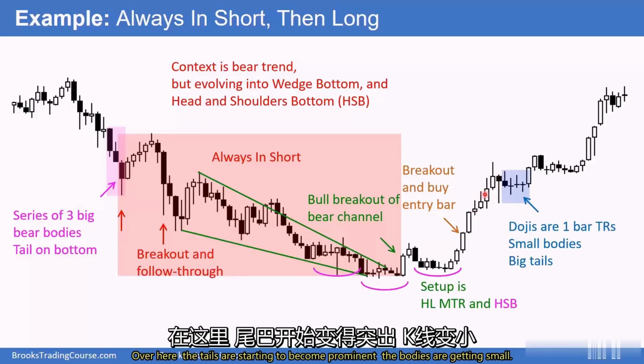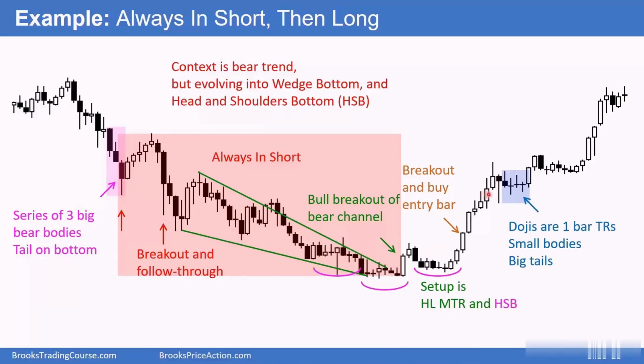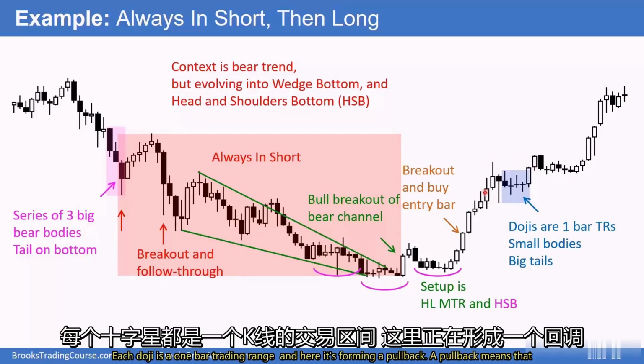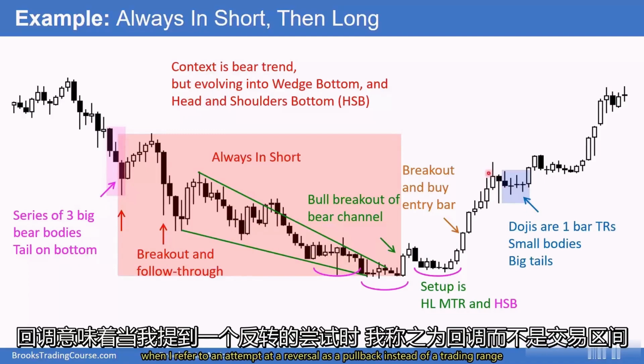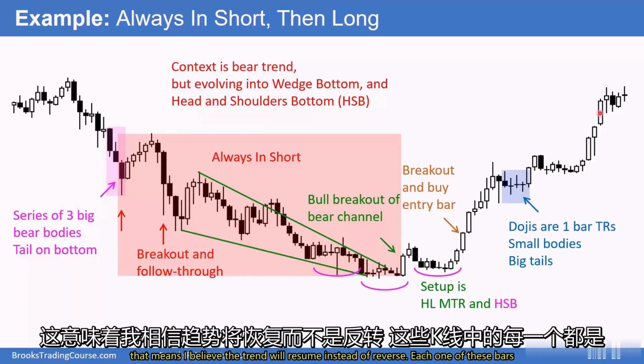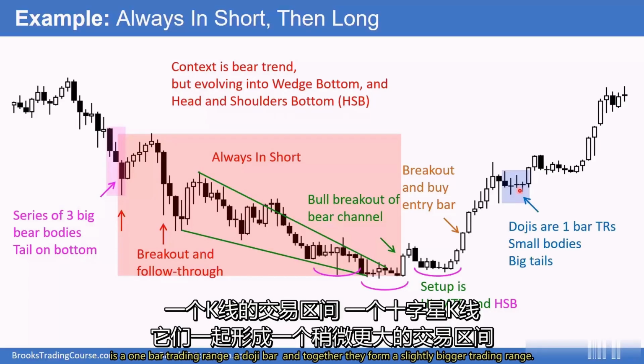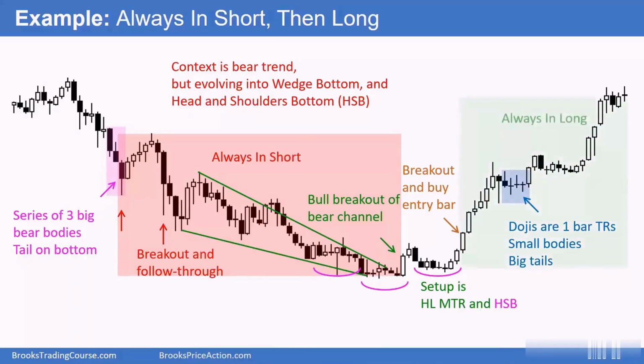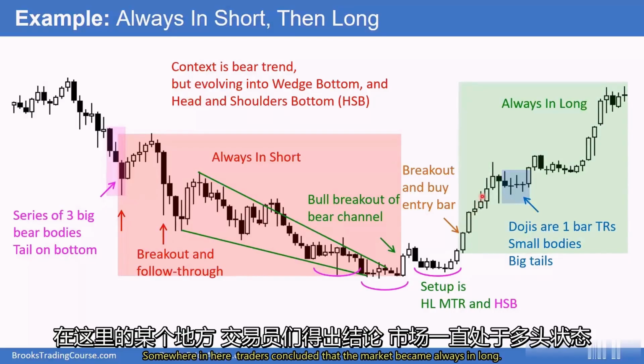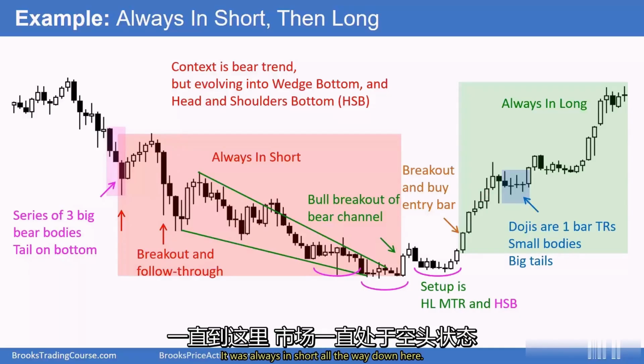Over here, the tails are starting to become prominent, the bodies are getting small. Each doji is a 1-bar trading range, and here it's forming a pullback. A pullback means that when I refer to an attempt at a reversal as a pullback instead of a trading range, that means I believe the trend will resume instead of reverse. Each one of these bars is a 1-bar trading range, a doji bar, and together they form a slightly bigger trading range. Somewhere in here, traders concluded that the market became always in long. It was always in short all the way down here.